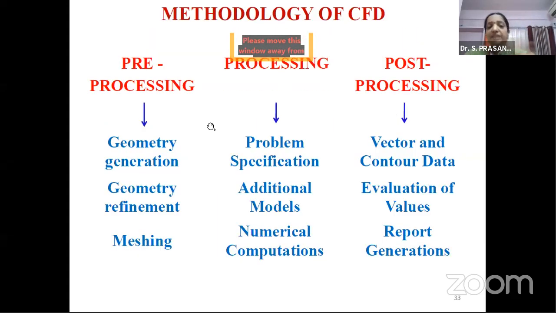So now this CFD has a methodology to be followed, and this methodology goes with three different processes: the pre-processing stage, processing, and post-processing. Pre-processing is where you know on what geometry you are going to apply it. Let us say, for example, I showed you one setup.